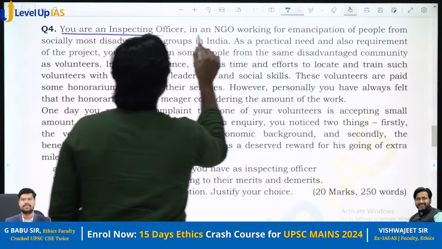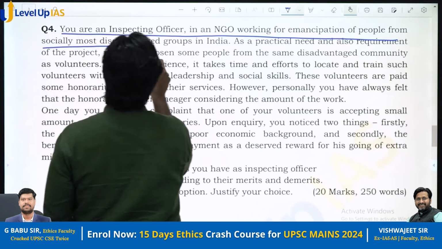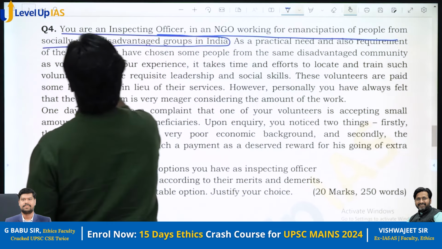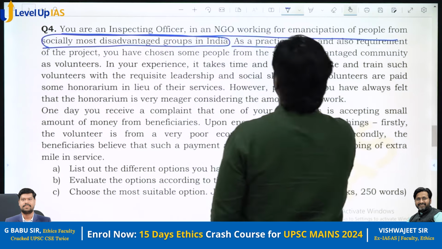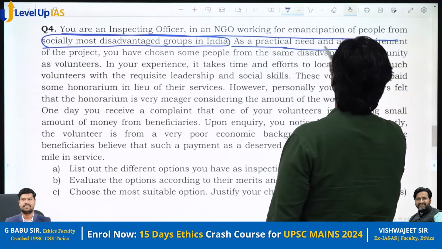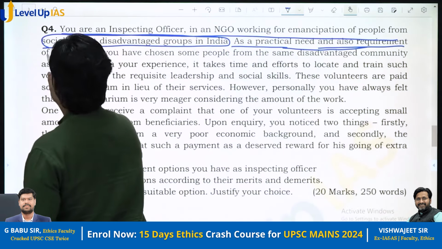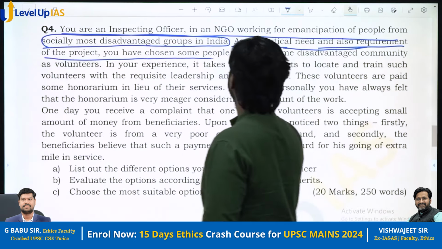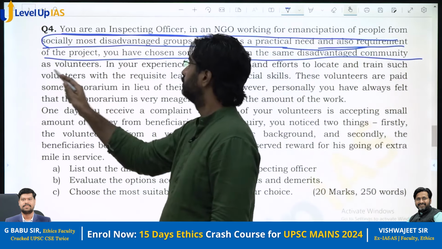You are an inspecting officer in an NGO working for the emancipation of people from the socially most disadvantaged groups in India. Basically, SC/ST, tribals, or transgenders maybe. As a practical need and also a requirement of the project, you have chosen some people from the same disadvantaged community as volunteers.